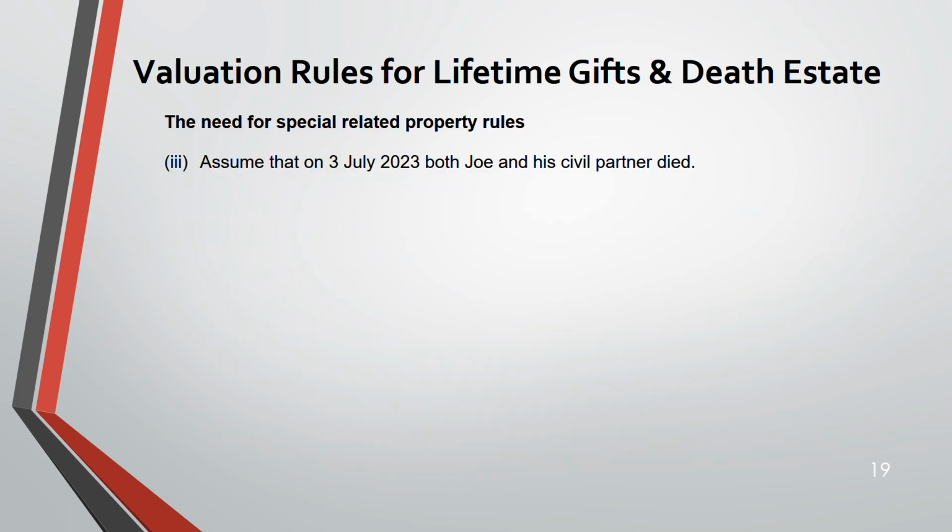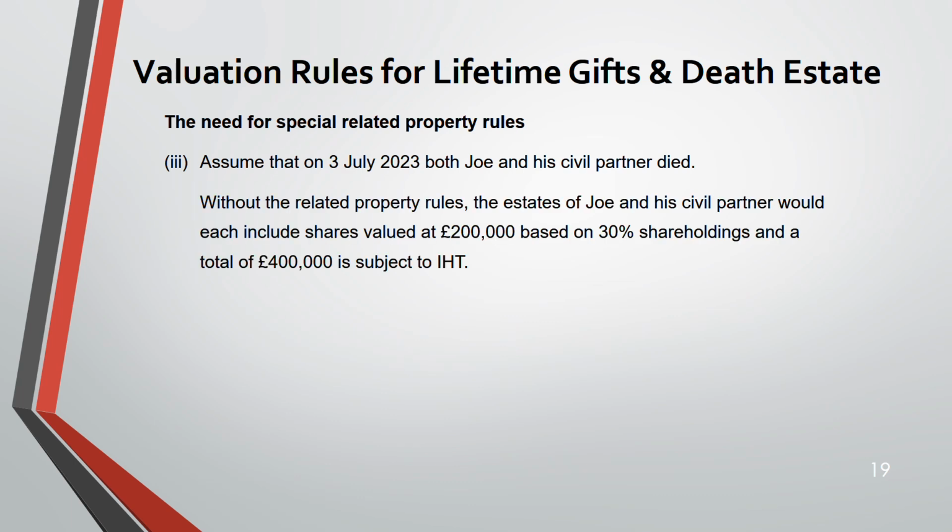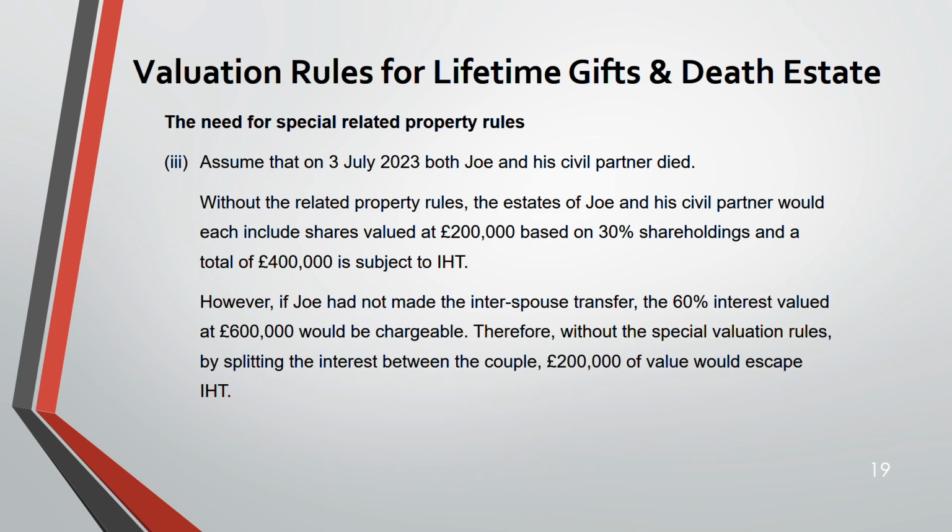Now, third, assume on the third day, both Joy and the civil partner died. Without the related property rule, IHT is on 400,000. Each will be paying on 200,000. Joy is paying on 200,000, the civil partner is paying on 200,000, because they both have 30% shareholding each. But if Joy had not made this inter-spouse transfer, that means Joy alone has 60%. So that 60% interest was valued as 600,000.